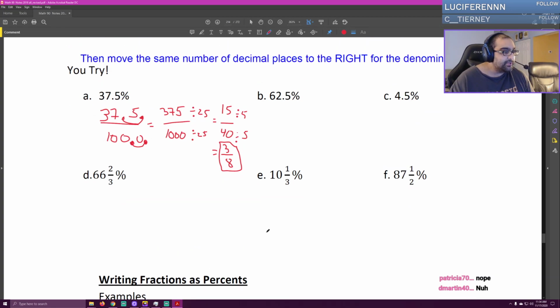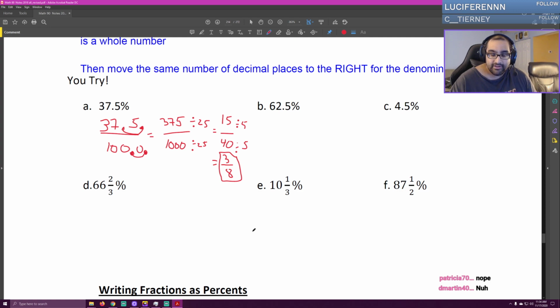Let's talk about the next one here, which is a mixed number percentage. Okay, let's take a good look at the next one. 10 and a third. I want to do this next example because, if we keep it with simple numbers, it'll become simple to do the other ones that are also mixed number percentages and reduce them down to their final form.